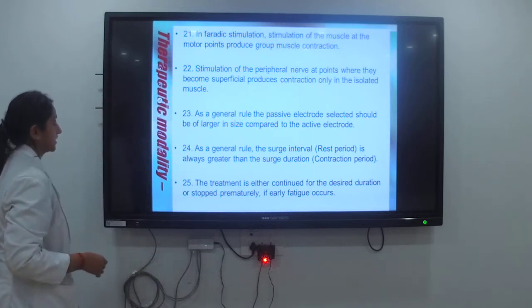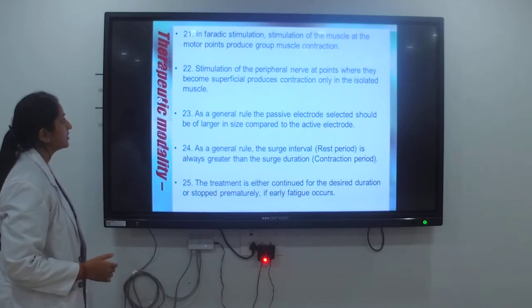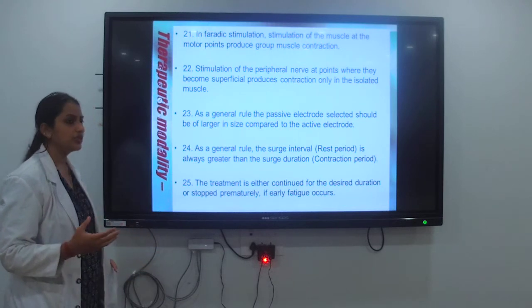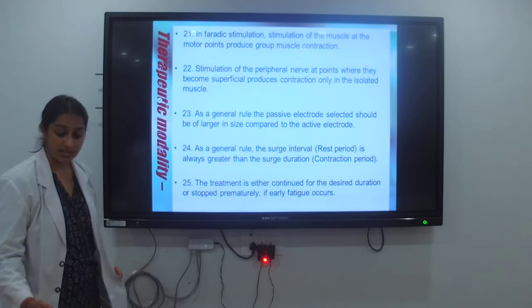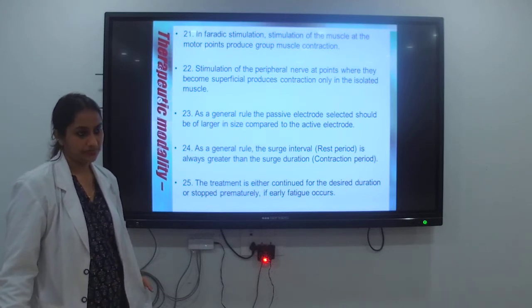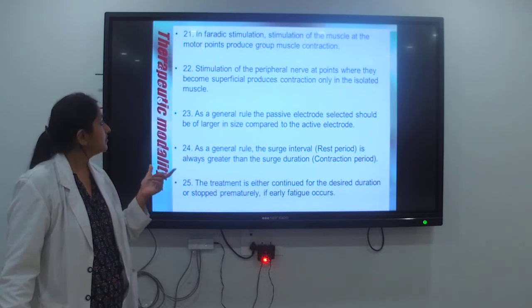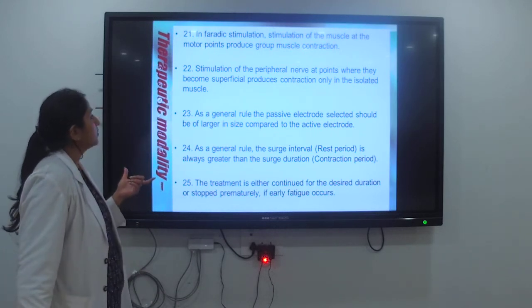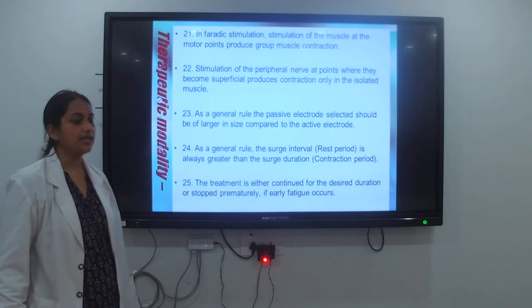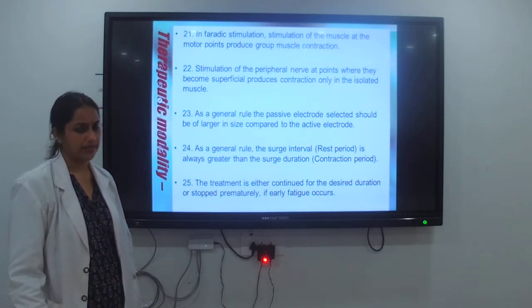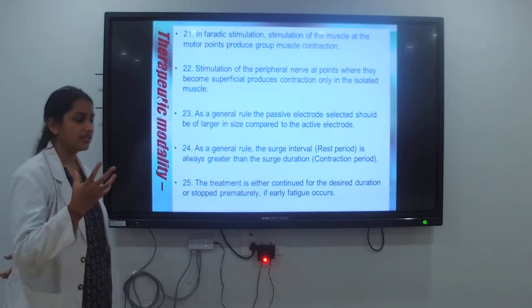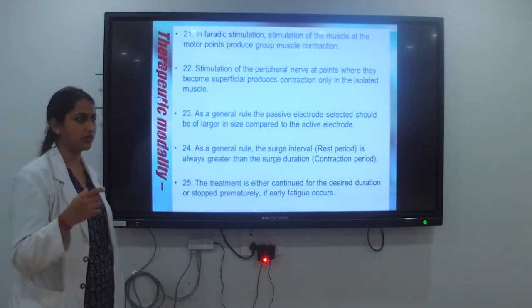Now coming to the next one. In Faradic stimulation, stimulation of the muscle at the motor point produces group muscle contraction. Means if the stimulation of muscle is around or nearer to the motor point, then there is a group muscle contraction. Why do you think they have said this? The very important point you need to remember is the motor point. Why a motor point plays a crucial role is that there is greater blood supply. And also, if you go nearer towards the motor point, there will be group muscle contraction more than single muscle contraction.